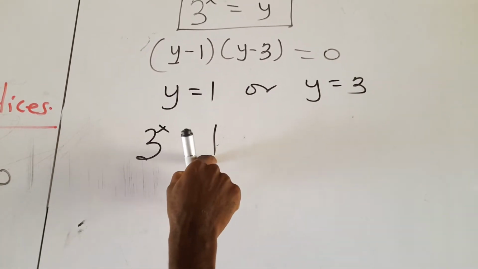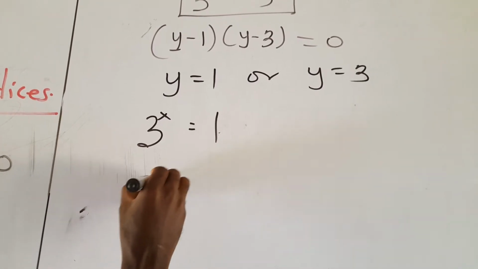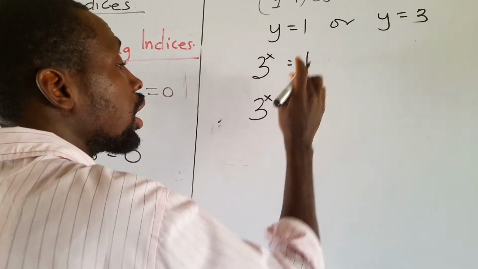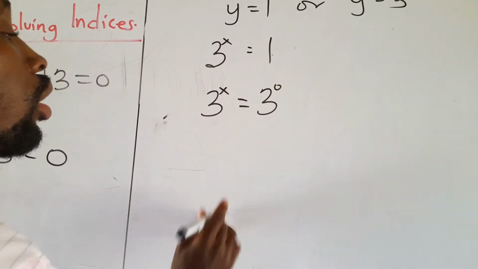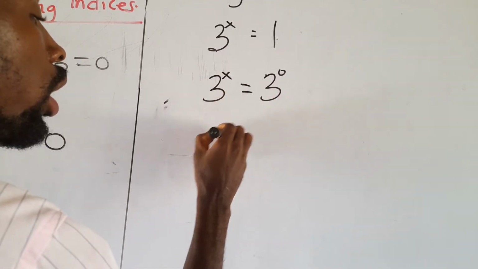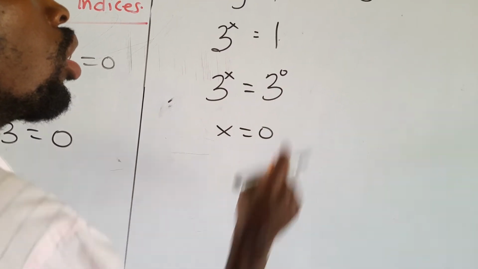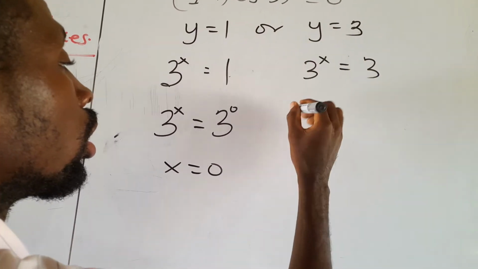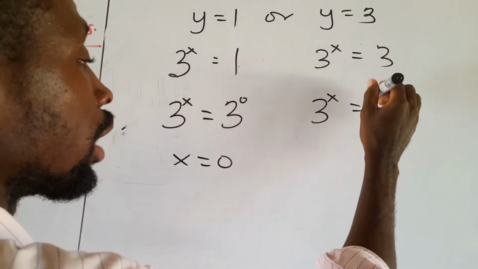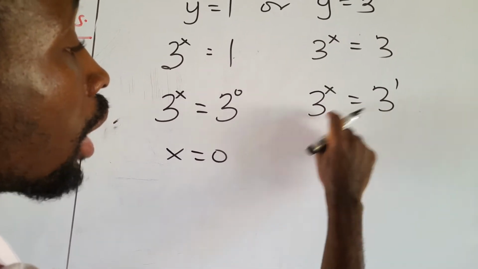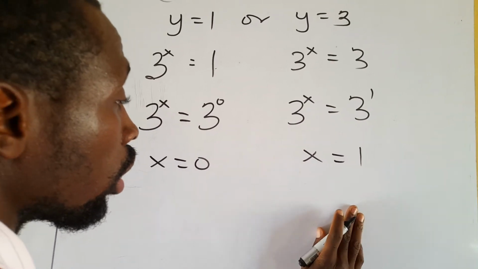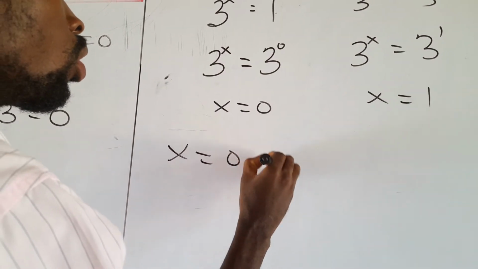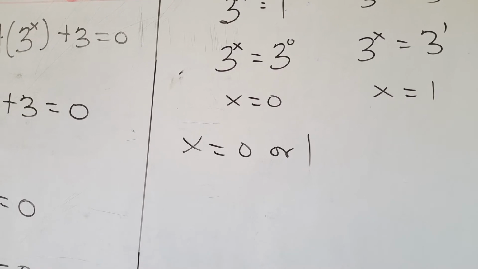Now we have to change this 1 to have a base of 3. Remember, when we were learning properties of indices, we said any number exponent 0 is 1. So this 1 can be 3 exponent 0. Since the bases are the same, we equate the exponents. x is equal to 0. The second one, 3 exponent x is equal to 3. This 3 written in index form will be 3 exponent 1. The bases are the same, so we can equate the exponents. So x is equal to 1. So we can boldly say that x is 0 or 1. Please, I hope you get that.